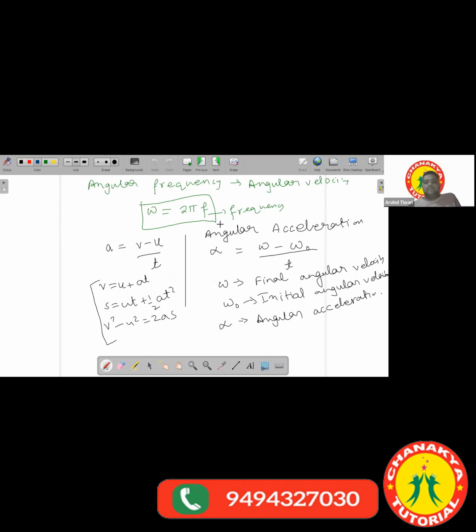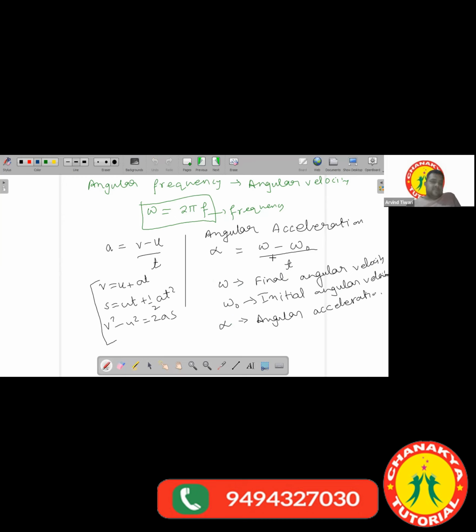You have alpha, or angular acceleration. It's similar to the linear acceleration. Like the linear acceleration is v minus u over t. Here the angular acceleration alpha is given by omega minus omega naught over t.